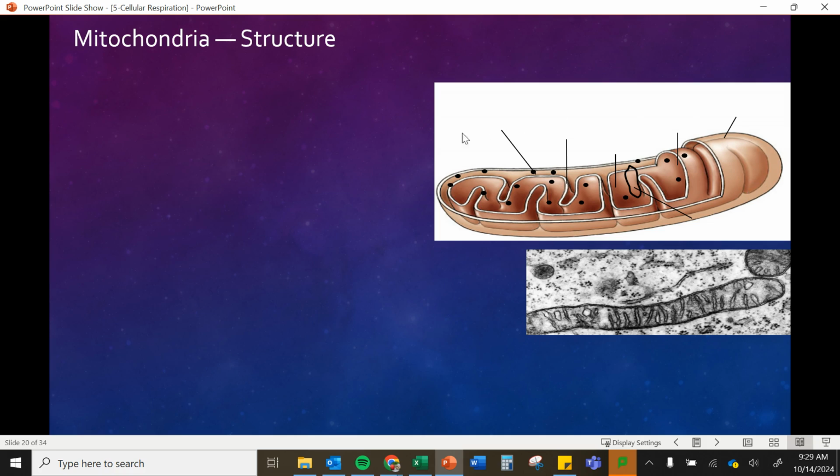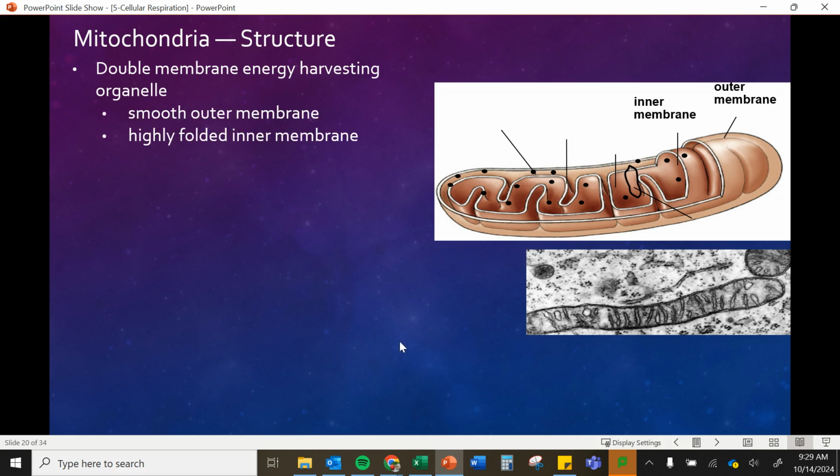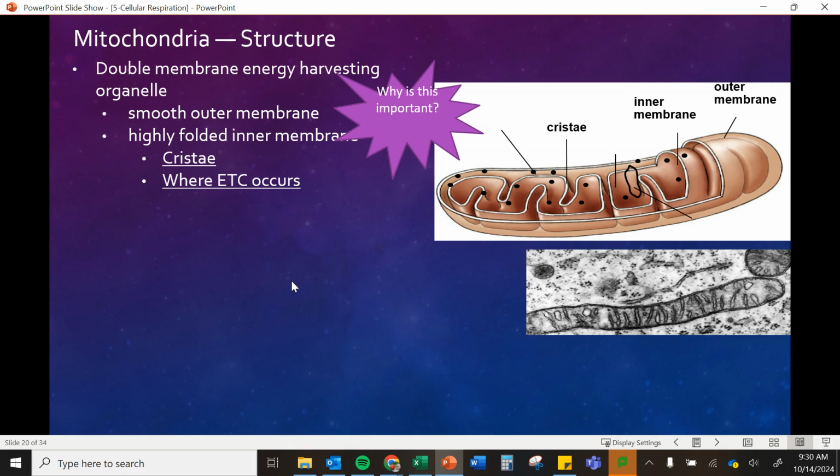Okay, so let's do a quick review of the structure of the mitochondria. We talked about this last unit, but it's got a double membrane. The first membrane is smooth and the second membrane is highly folded. These folds are called cristae. And that is where the electron transport chain occurs, which we'll talk about more later. Okay, and again, this is important because they're having a high surface area to volume, which means more electron transport chain, and then therefore more ATP can be produced.